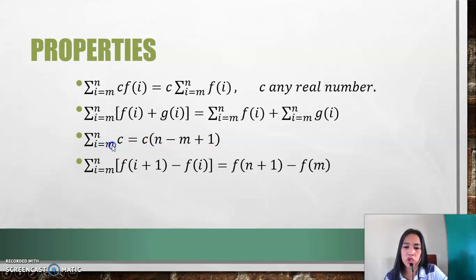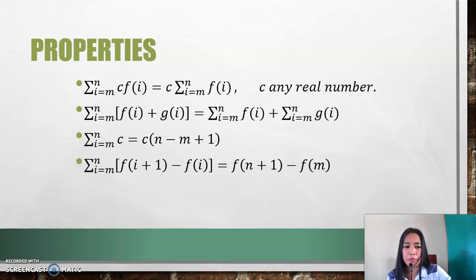But if the index is 1, the formula will be just equal to cn. We will discuss that in the next video. We also have this property, the summation of f of i plus 1 minus f of i, and this is the result. This is called the telescoping sum. We will know later on that it is also a telescoping sum.